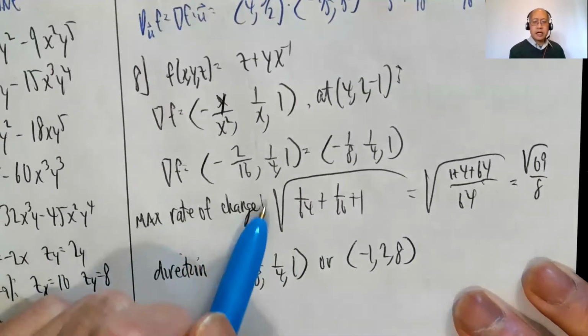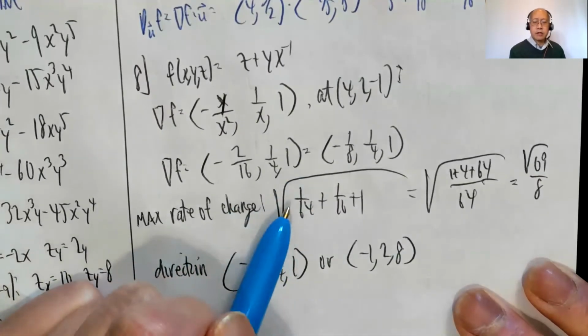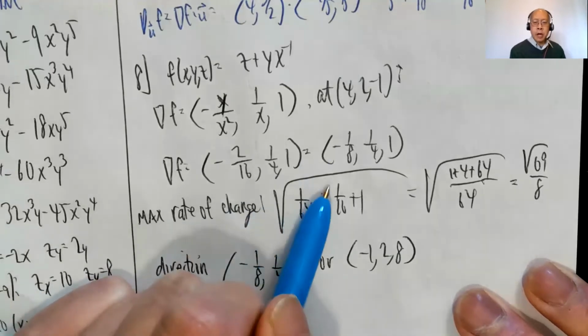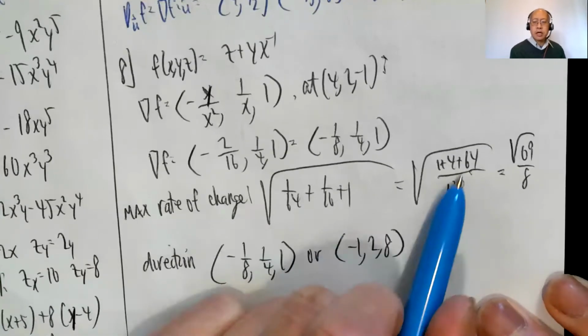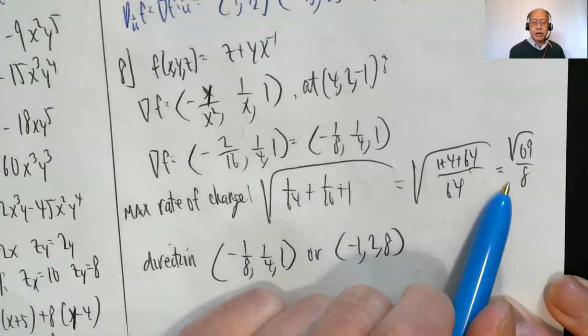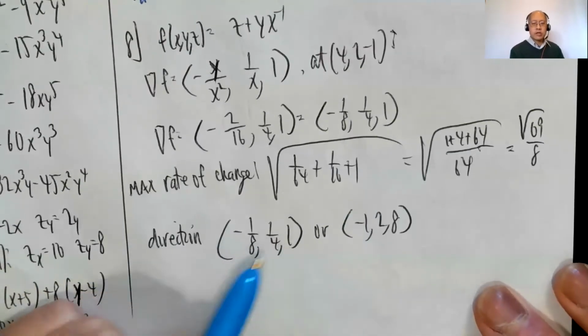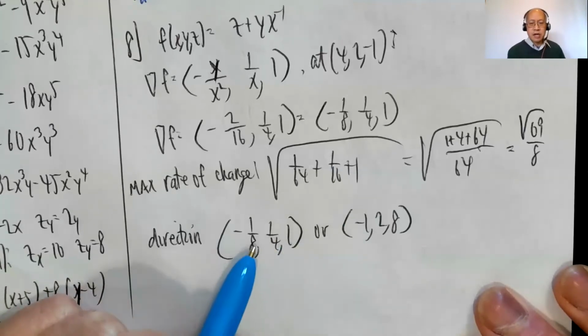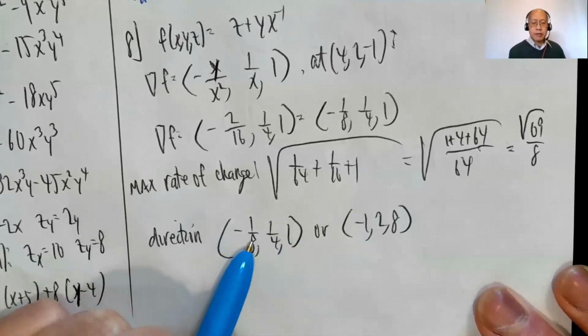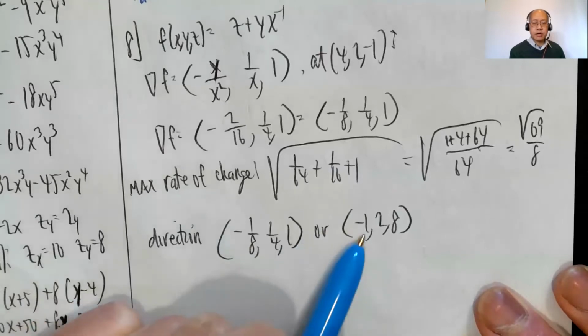The maximum rate of change is the magnitude of the gradient vector. So radical of negative 1/8 squared plus 1/4 squared plus 1 squared comes out to be radical 69 over 8. And the direction should be the direction of the gradient vector, negative 1/8, 1/4, 1, which I would accept. But if you want to make it nice with all integers, I multiplied by 8. So that gives me negative 1, 2, 8.